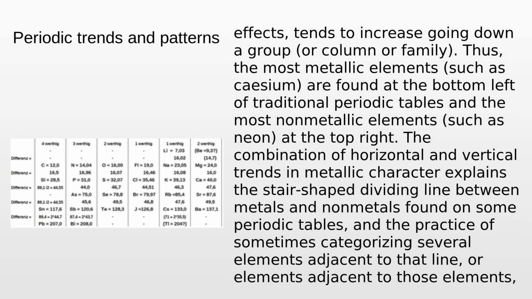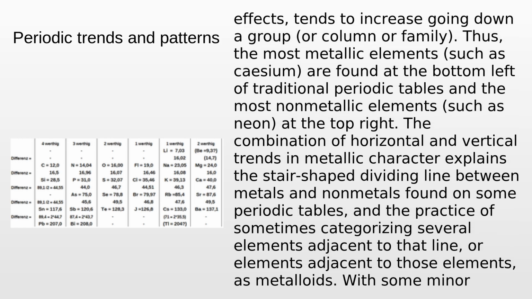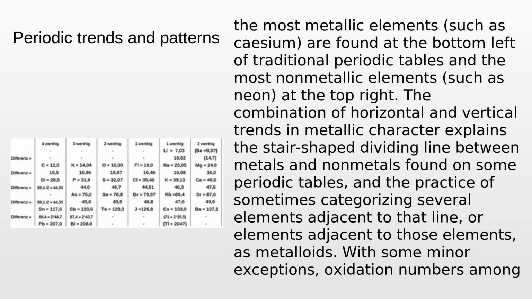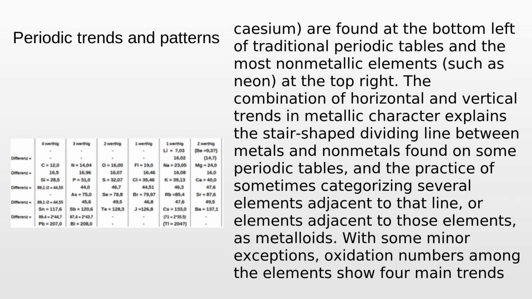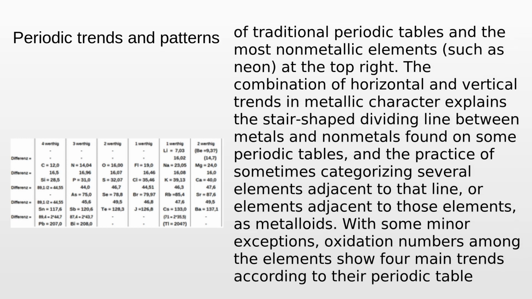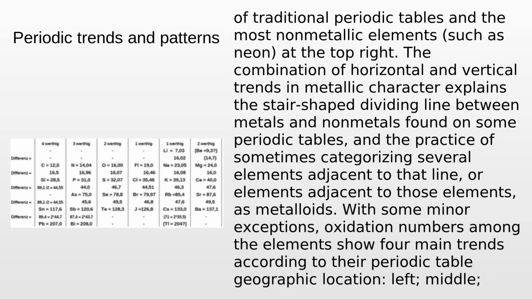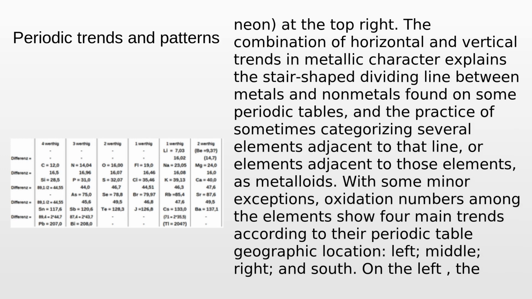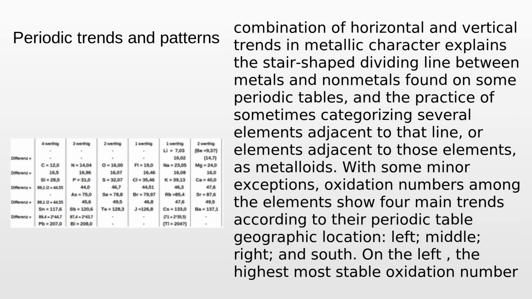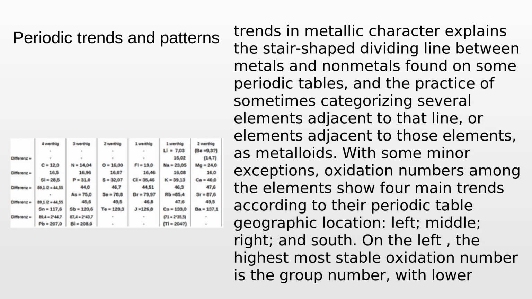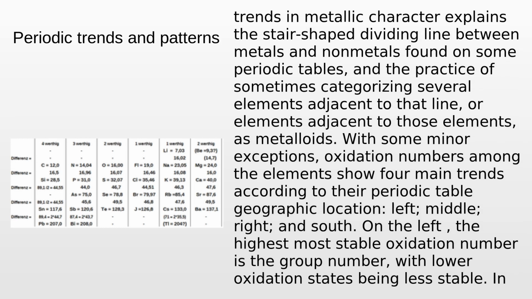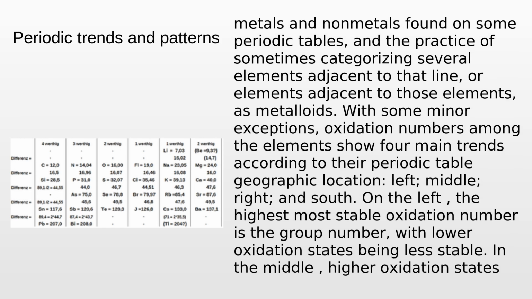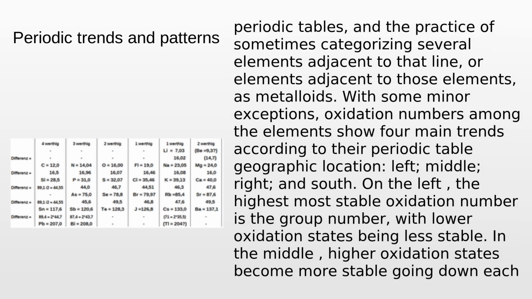Thus, the most metallic elements, such as cesium, are found at the bottom left of traditional periodic tables, and the most non-metallic elements, such as neon, at the top right. The combination of horizontal and vertical trends in metallic character explains the stair-shaped dividing line between metals and non-metals found on some periodic tables, and the practice of sometimes categorizing several elements adjacent to that line, or elements adjacent to those elements, as metalloids.